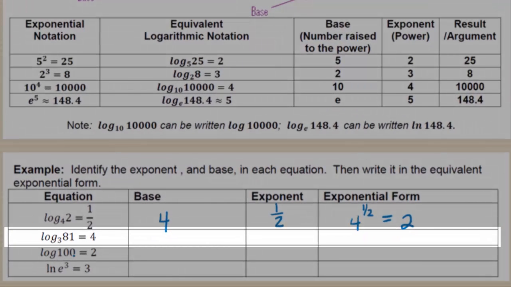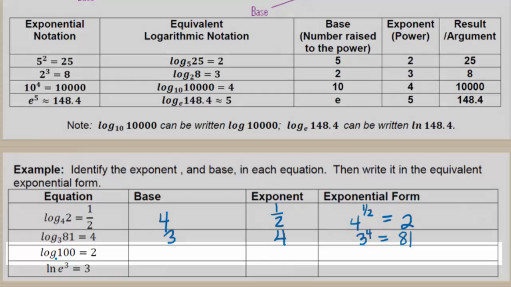Okay, so let's read this one out loud. How do you read the next one? Very good. Log base 3 of 81 is 4, so what's the base? 3. What's the exponent? 4. So we have 3 to the 4th power equals the only number that's left, which is 81. Good. Okay, here's a tricky one.